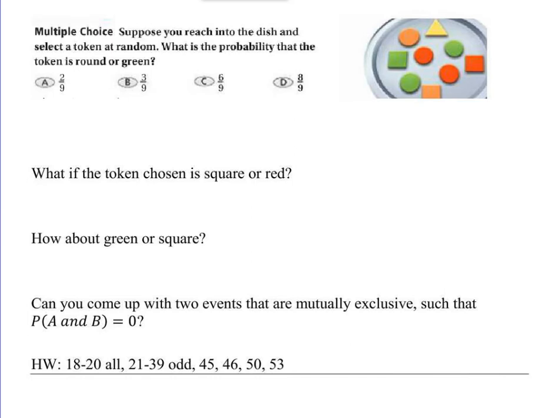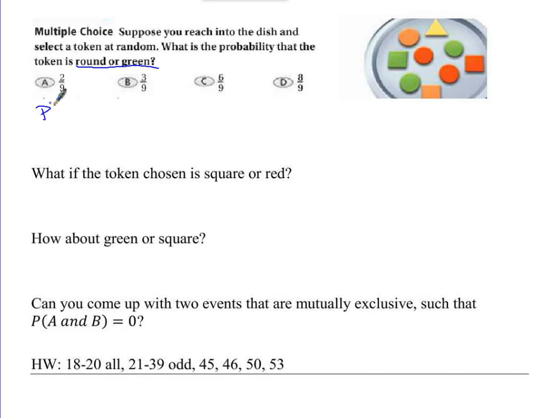Okay, classic ACT type problem here. Suppose you reach into a dish and select a token at random. Those little shapes are called tokens, apparently. What is the probability that a token is round or green? Are they mutually exclusive events? Can I be round and green? Yes, in fact I have two of them, right? So it says round or green, which means I'm using my OR probability formula.